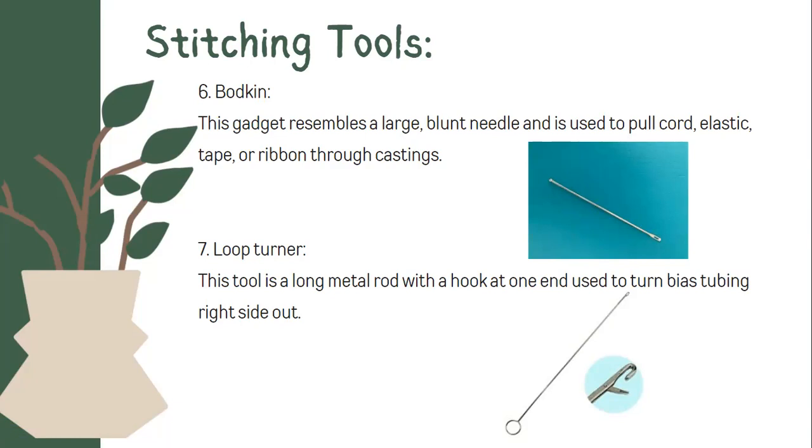Sometimes all those threads will just move inside, right? Sometimes when you are washing it, it will go inside. So what will happen is, this can be used to pull it out. This is something that can be used to pull the cord or elastic, ribbon, etc.